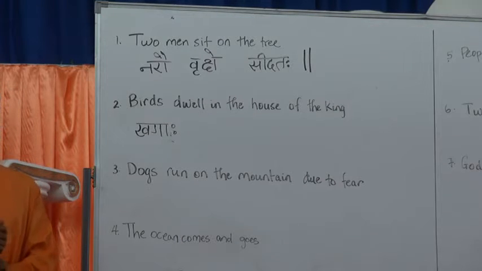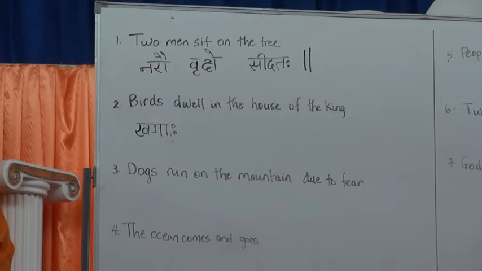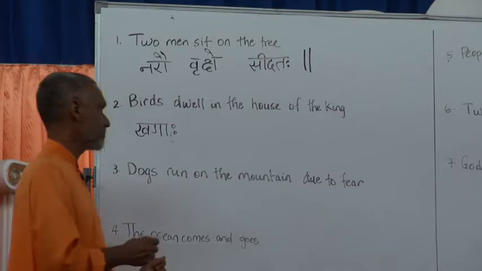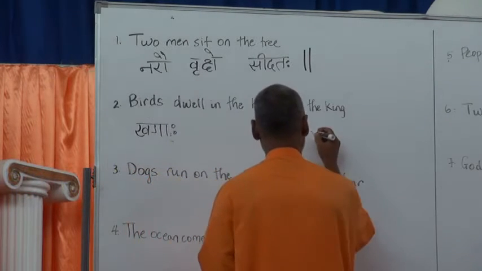And what do they do? They dwell. And what is the Sanskrit word for dwell? The Sanskrit root for dwell is vas. And what number and person do you want? You want third person plural. So the third person plural of vas will be vasanti.